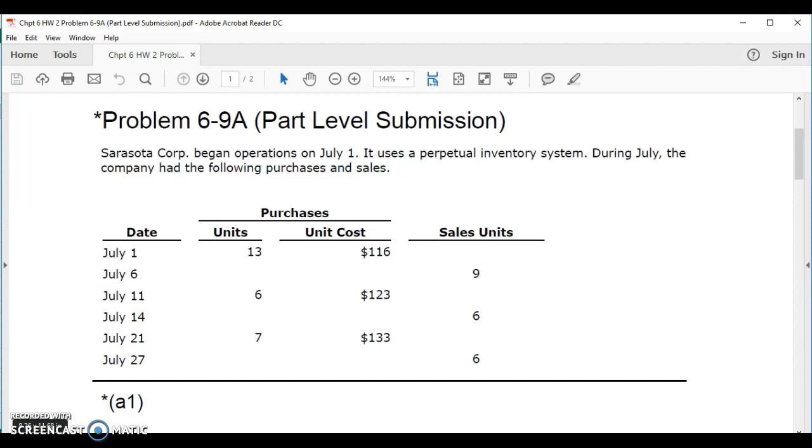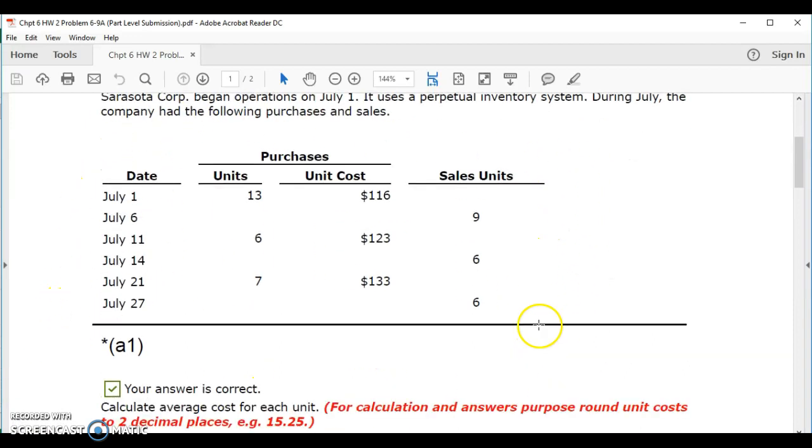The first part of the problem says Sarasota Corp began operations on July 1st. It uses a perpetual inventory system. During July, the company had the following purchases and sales, and it lists them right here. And the question asks us to calculate the average cost of each unit.